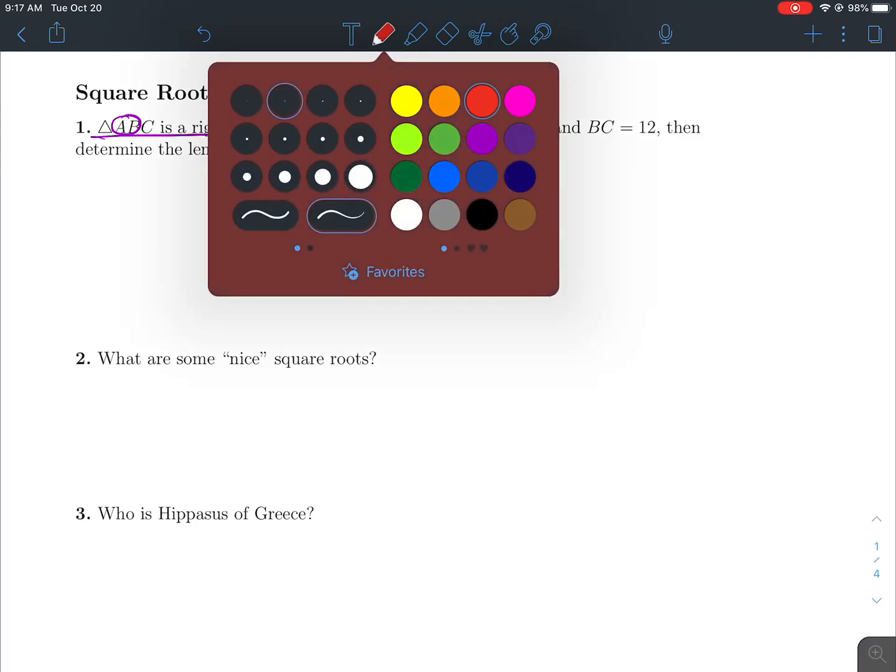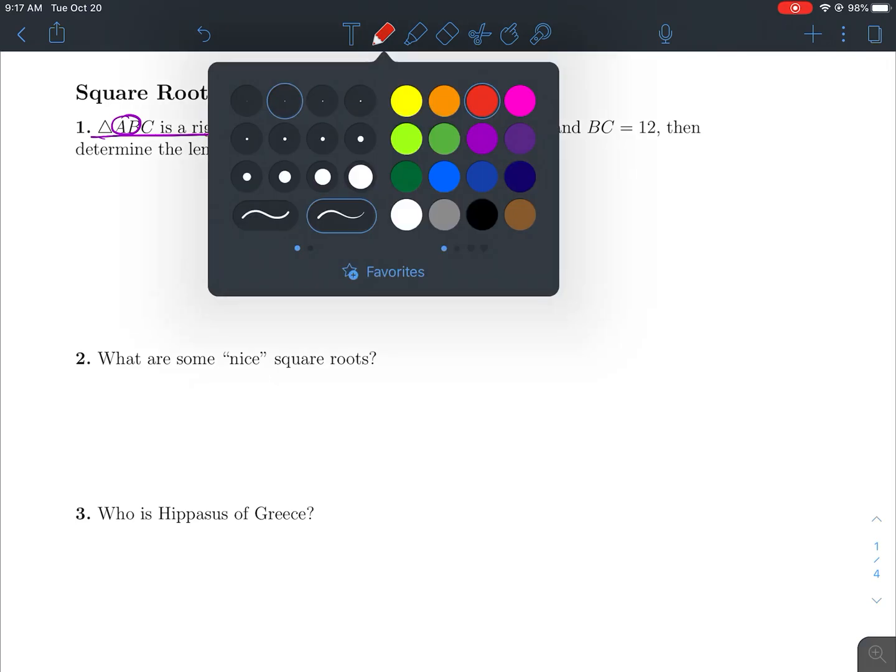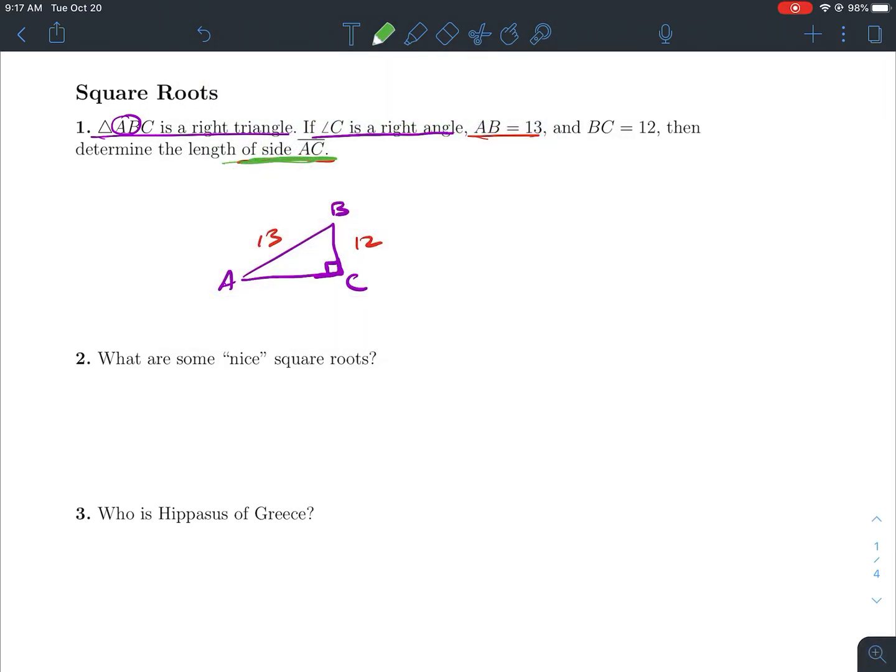Alright, let's label our side lengths. AB is 13, BC is 12, and we need to find the length of side AC. So when we need to find something and it's unknown to us, we oftentimes use the letter x. So now we need to set up an equation in order to solve for x. And that equation is going to be something very familiar to you called the Pythagorean theorem.